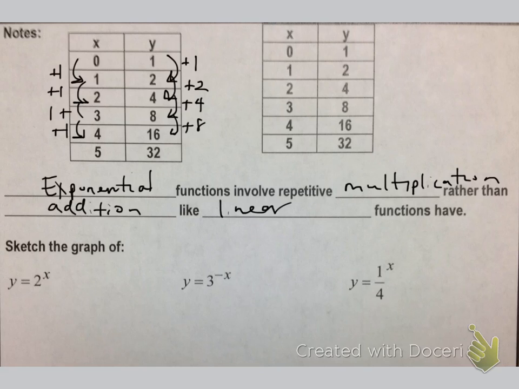Okay, now hit y equals and graph 3 to the negative x. So y equals 3 to the negative x. Graph. Sketch that graph.